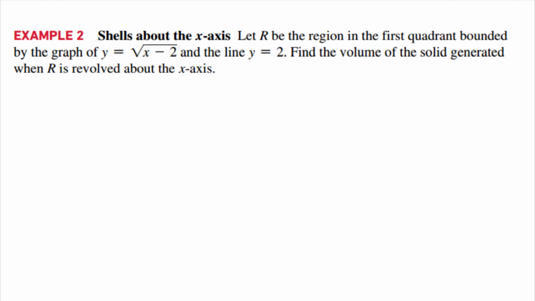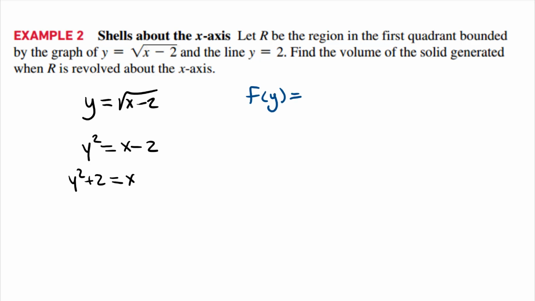Okay, so if we're using shells and we're going about the x-axis, what does everything need to be in terms of? Y's. The problem gave us y is equal to the square root of x minus 2. So we might want to solve for x instead, so we can get a function in terms of y. We square both sides, and we get y squared is equal to x minus 2. Then we add it over, and we get y squared plus 2 is equal to x. Therefore, our function in terms of y is y squared plus 2.